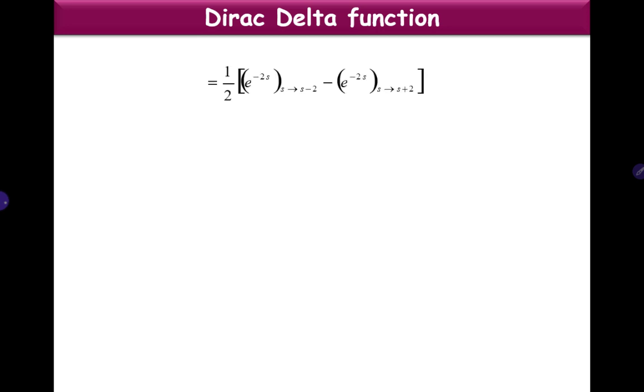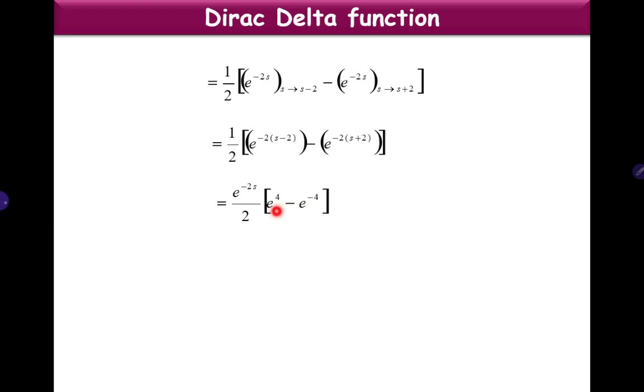Therefore this is 1 by 2 times, L of delta of t minus 2 is e power minus 2s. In the first term we replace s with s minus 2, and in the second term we replace s with s plus 2. So replacing we get 1 by 2 times e power minus 2 into s minus 2 minus e power minus 2 into s plus 2. That can be written as e power minus 2s. E power minus 2s is common in both the terms, so we can take it outside. We remain with e power minus 2 into minus 2, that is e power 4, minus e power minus 2 into plus 2, that is e power minus 4. So we have e power minus 2s into e power 4 minus e power minus 4 by 2.